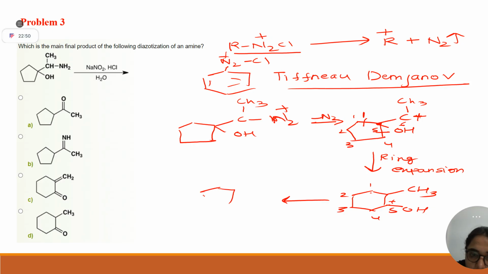Now nothing is left. You just have to make OH next to the carbocation. It will be your ketone and CH3. Clear? Easy, na? So the correct answer is option D, and this is your name reaction, the Demjanov reaction. Everything clear on this slide? Okay, good.